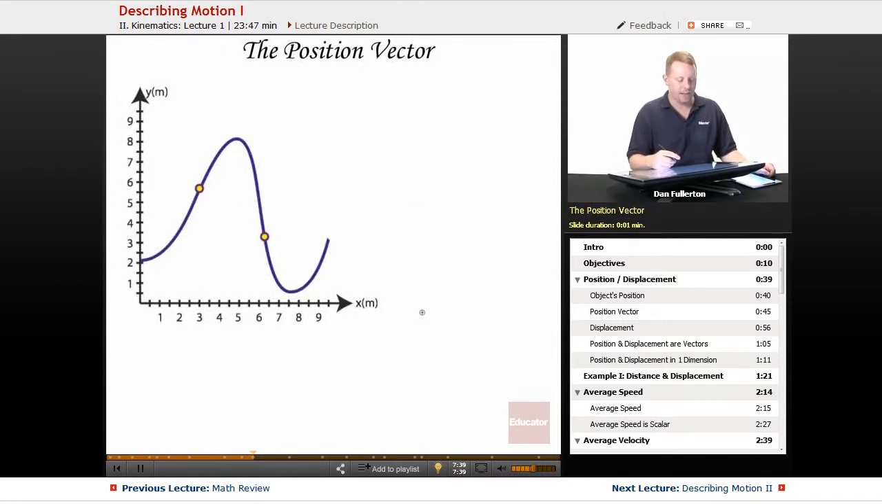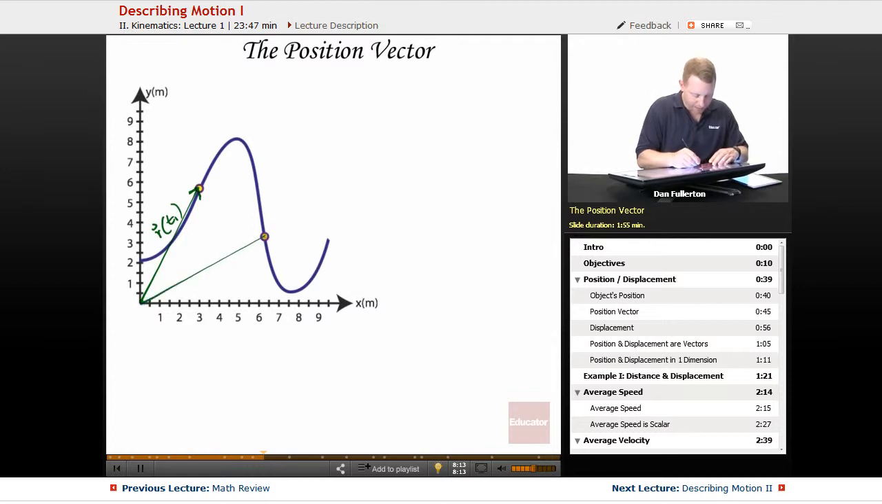Okay, let's take a look at the position vector. If we have a path in space and a particle moving along that path, we could define its position at various points in time. Its first position at some time t1, we can define by a vector from the origin to that point. Let's call that the position vector at time t1. A little while later, it's over here at time t2. So we could define the position vector at t2 as such. There's its position vector at time t2.